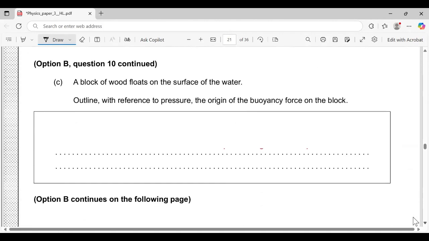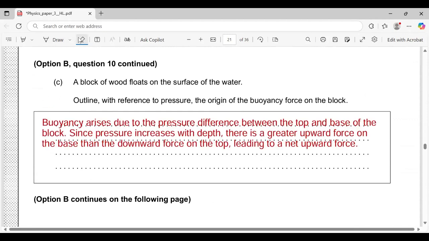A block of wood floats on the surface of the water. Outline, with reference to pressure, the origin of the buoyancy force on the block. I have provided my brief explanation about this question.